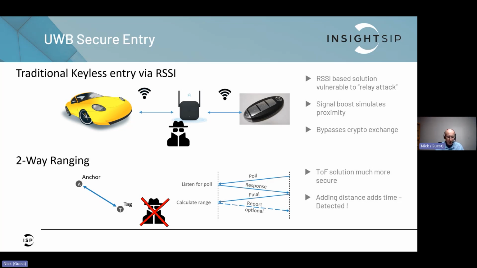And this is a real problem. It's not a theoretical problem, and cars have been stolen using this relay attack, and UWB is a much more secure solution. I won't say it's unbreakable, because very few things are, but it's orders of magnitude harder to hack.